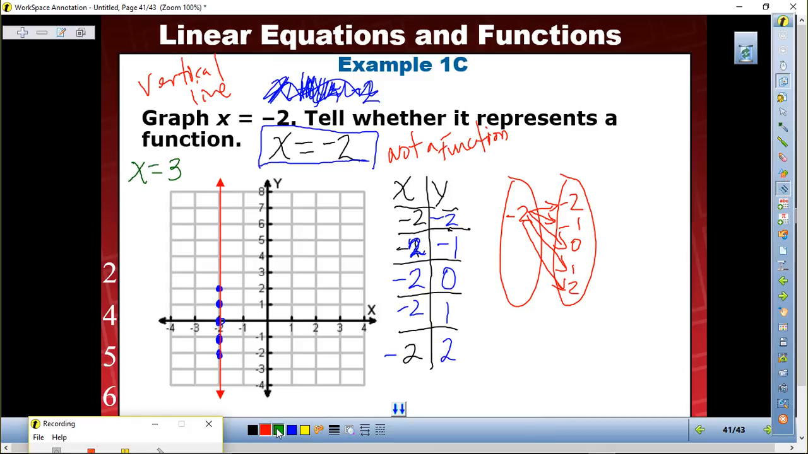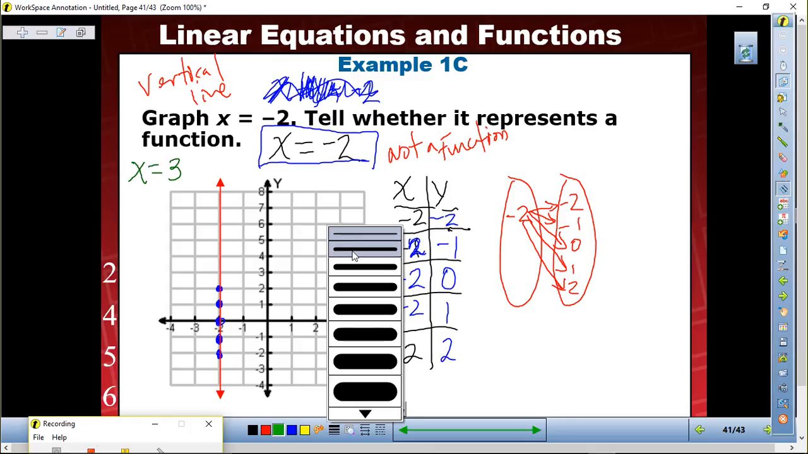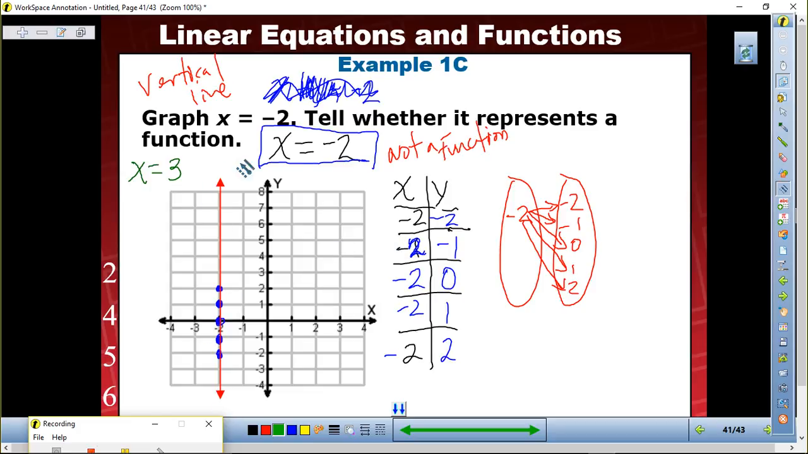Everybody got it? Yeah. So let's see. This one was x equals -2, and it's crossing at -2. Therefore, the other one has to cross at what? At 3. Is that a function? No. No, because if I place points, all the points are going to be what? Stacked one on top of the other. Does everybody hear it? Yes.